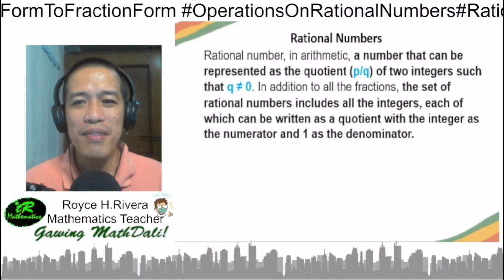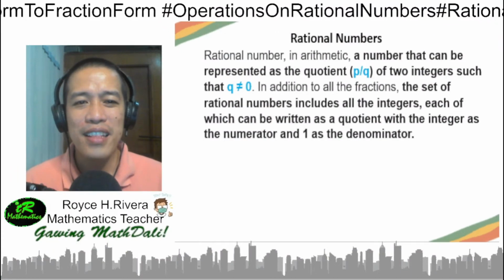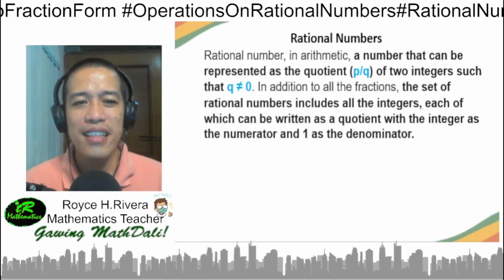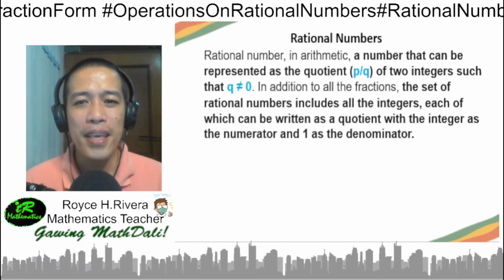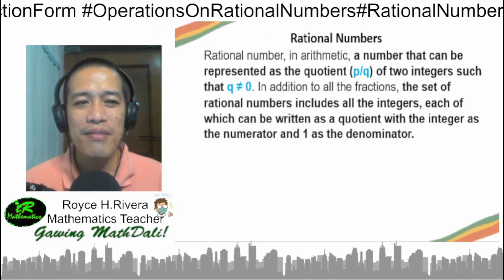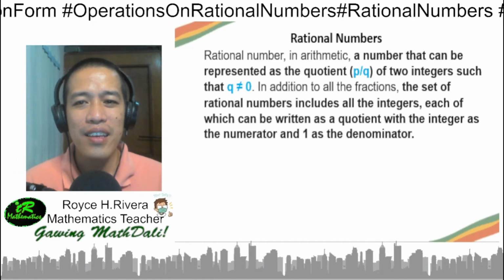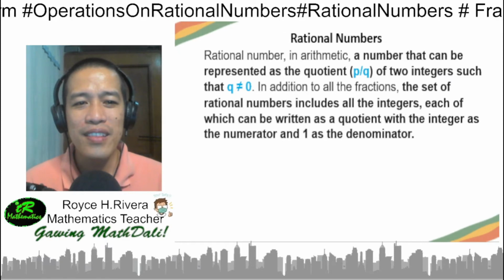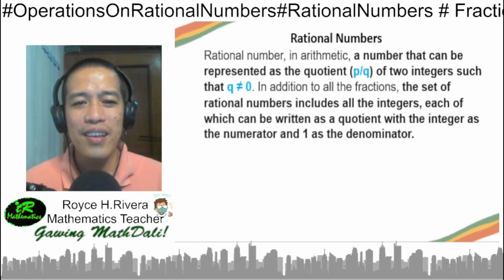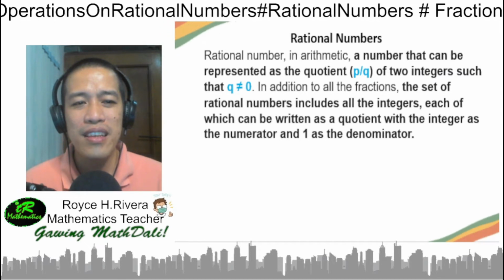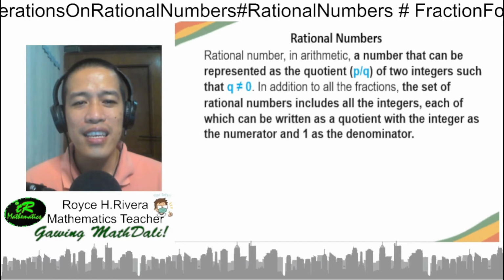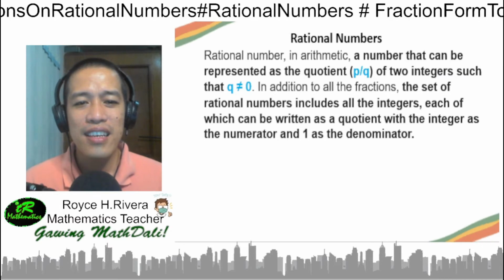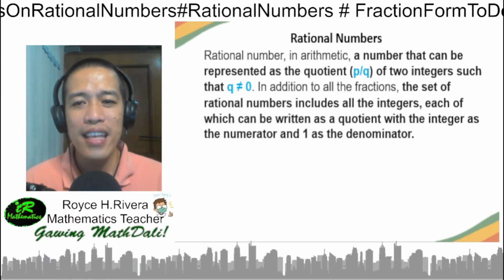The definition of rational numbers. Rational number in arithmetic, a number that can be represented as the quotient P over Q of two integers such that Q should not be equal to 0. In addition to all the fractions, the set of rational numbers includes all the integers, each of which can be written as a quotient with the integer as the numerator and 1 as the denominator.